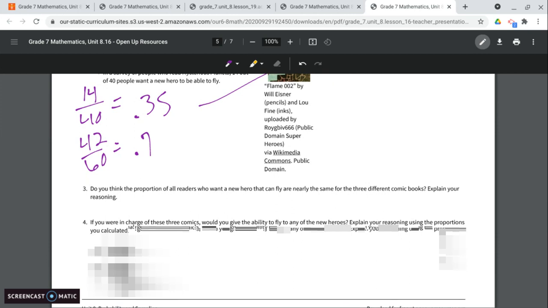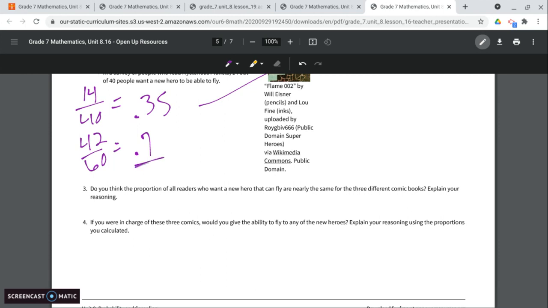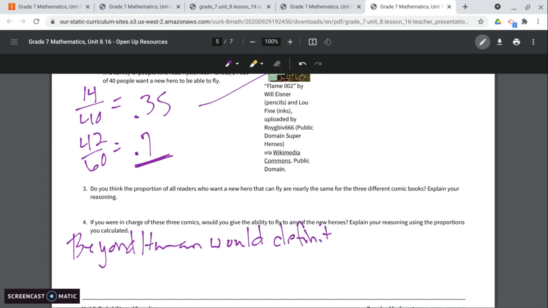If you were in charge of these 3 comics, would you give the ability to fly to any of the new heroes? Explain your reasoning. This kind of depends on your opinion, but based on what we've seen, obviously a lot of readers want to see the new hero be able to fly in the Beyond Human series. So Beyond Human would definitely get a new flying superhero.